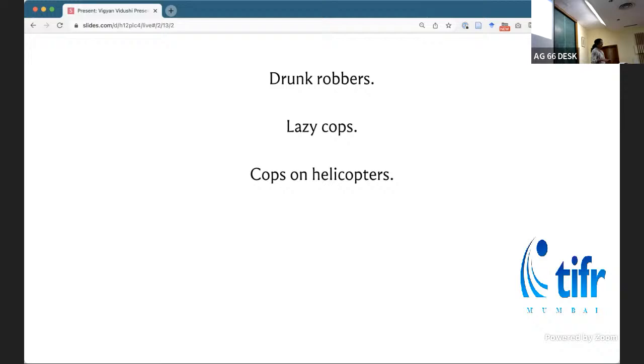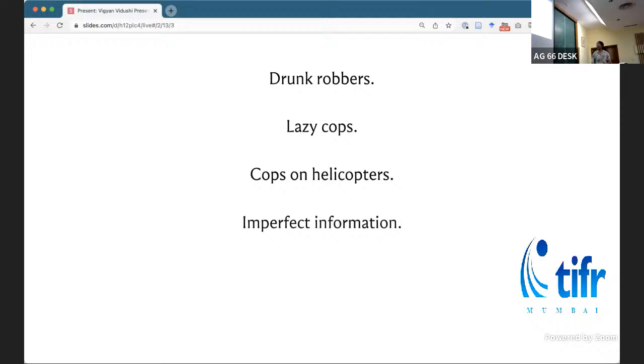The rules are kind of funny. The robber can see the helicopter coming and they can run away just before the helicopter lands. And this is very dramatic, but it has some really nice connections with graph parameters. There are really neat results for the helicopter variant.